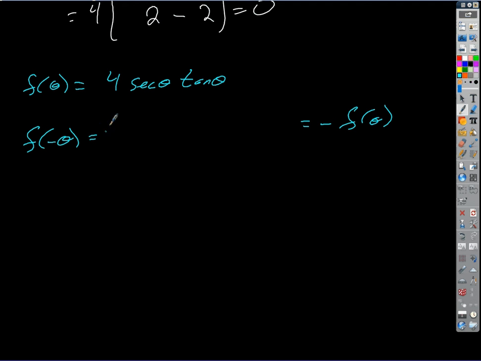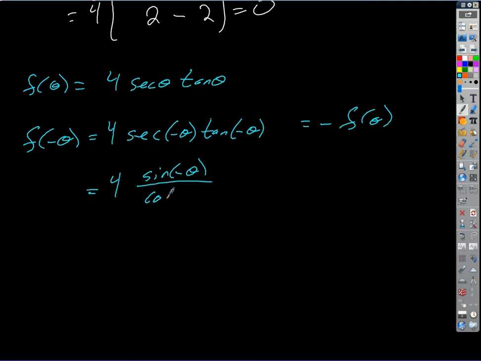If I plug in, let's see what we get. 4 times secant of negative theta times tangent of negative theta, right? Let's do this in terms of sines and cosines, how about it, right? So secant is 1 over cosine, tangent is sine over cosine, right? So we'd end up with 4 sine negative theta over cosine negative theta squared. What can you tell me about the bottom for sure? It's always going to be positive.